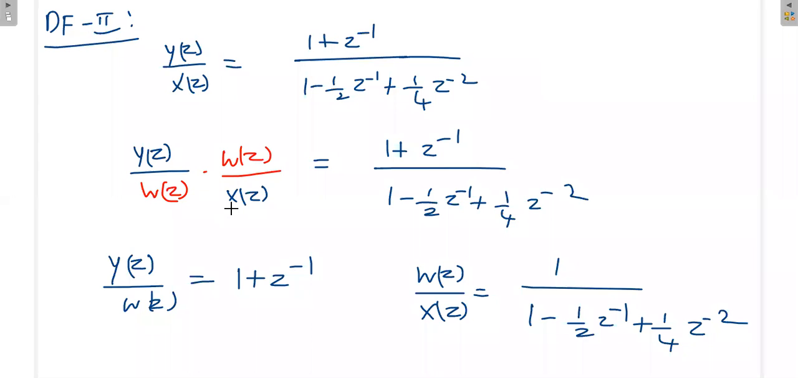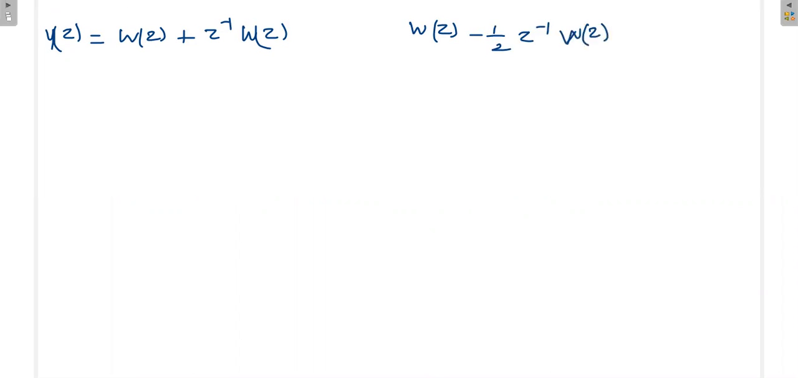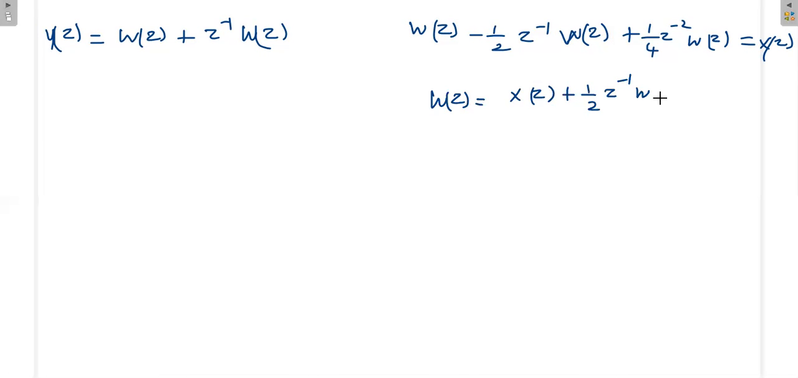Okay, so from this we can write y of z is equal to w of z plus z inverse w of z. Again from this we can write w z minus 1 by 2 z inverse w z plus 1 by 4 z power minus 2 w z is equal to x of z. Okay, so w z is equal to x z plus 1 by 2 z power minus 1 w z minus 1 by 4 z power minus 2 w z. Okay, if you observe here, this is the output side function and this one is the input side function. But in both the cases, the common variable is w z. Okay, so keeping that in mind, we'll realize this first.